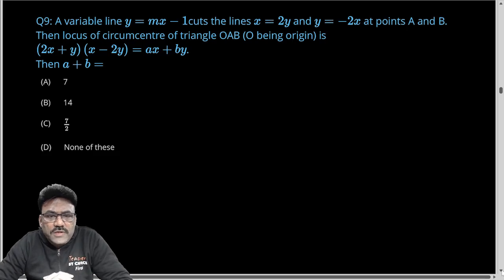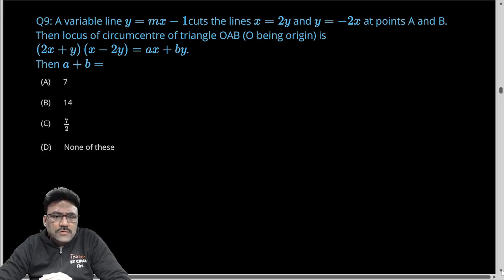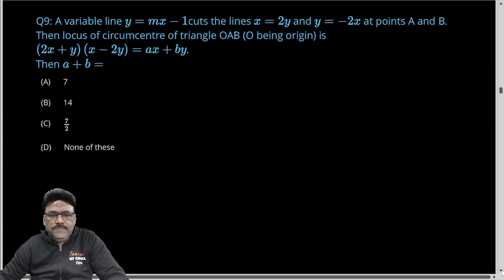This is from straight lines. The line y is equal to mx minus 1 cuts the lines x is equal to 2y and y is equal to minus 2x at 2 points A and B. Then you have to get the locus of the circumcenter of triangle OAB, and this locus is already given to you: 2x plus y into x minus 2y equals ax plus by. So what is the value of a plus b?